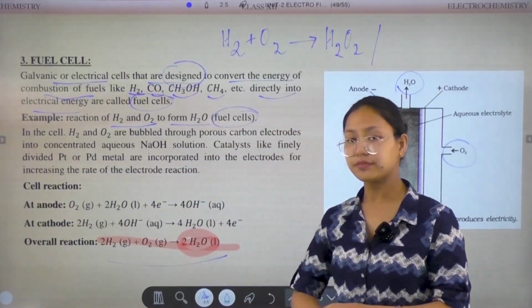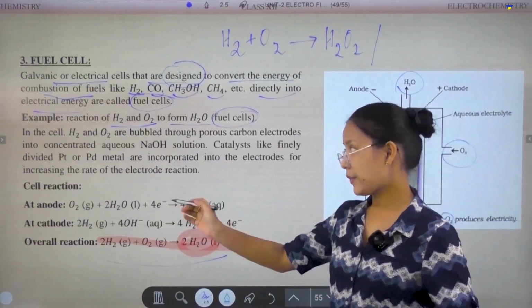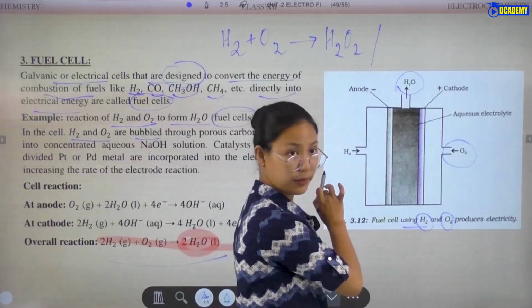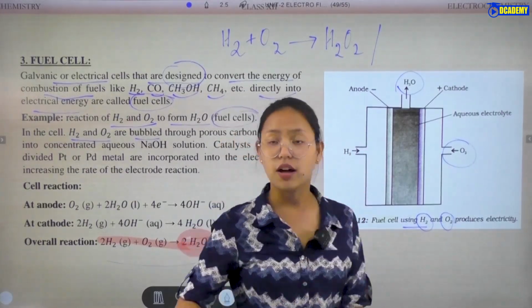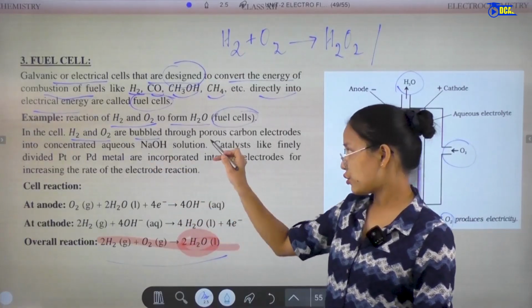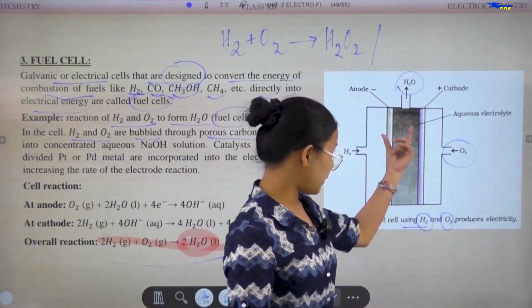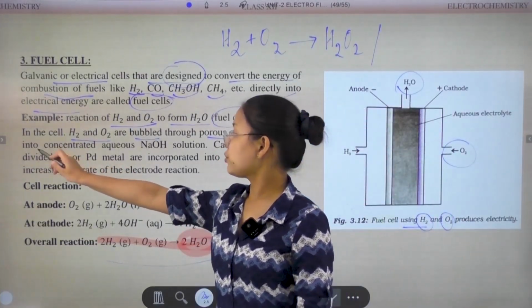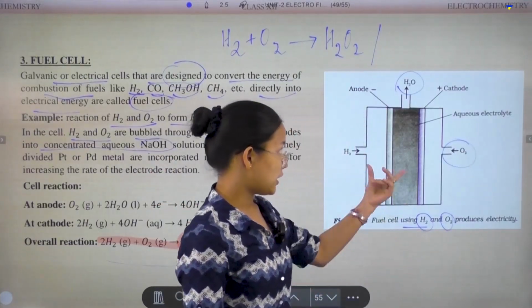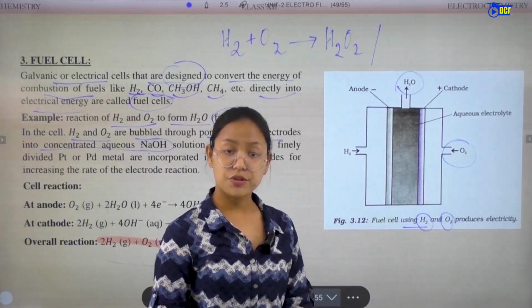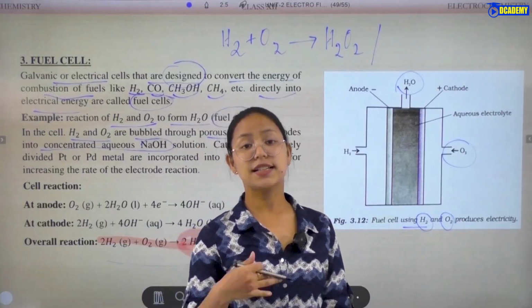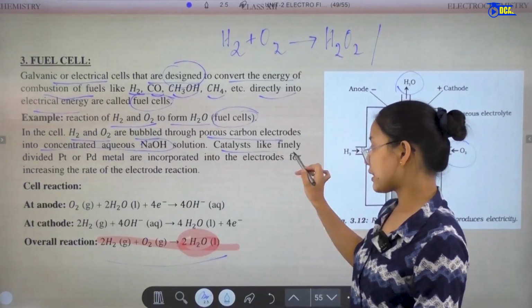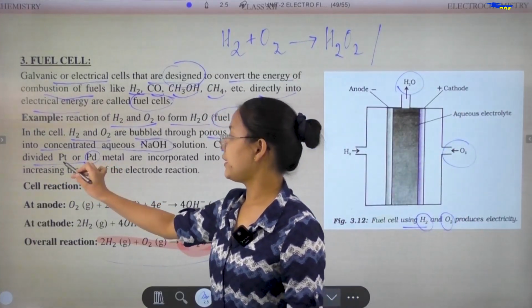Now, in this cell, hydrogen and oxygen are bubbled through porous carbon electrodes into concentrated aqueous sodium hydroxide solution. The carbon electrodes are in the solution, which is the electrolyte, the sodium hydroxide electrolyte. There are also catalysts like finely divided platinum or palladium.